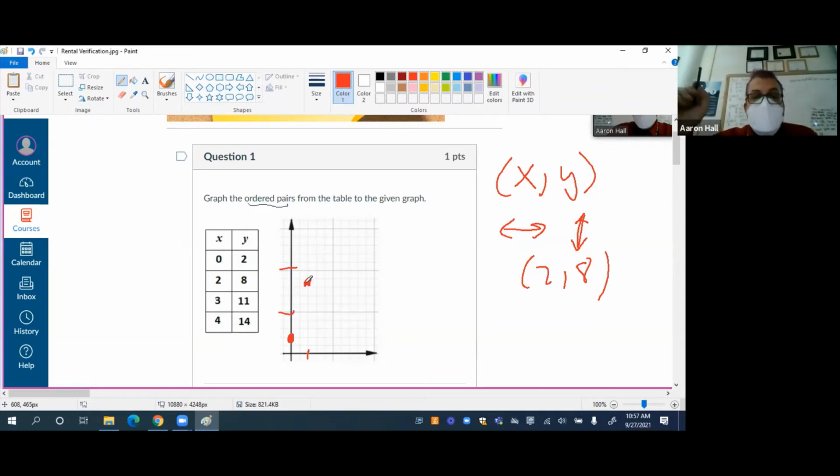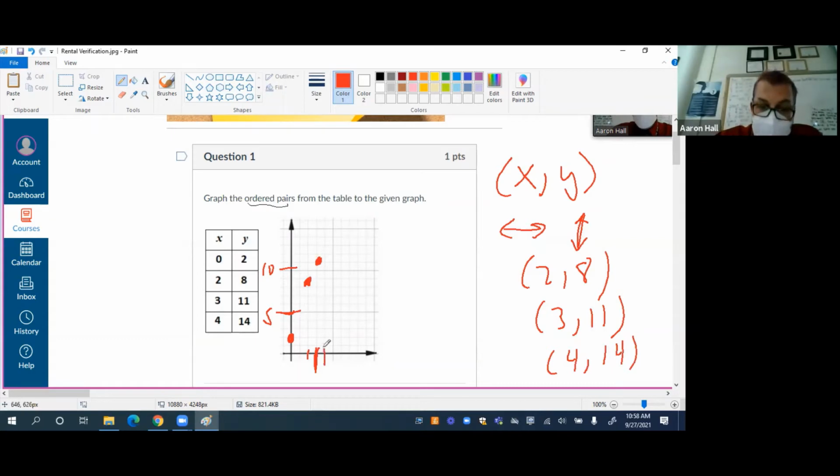The next one says 3, 11. So 3 is my left-right. I'm going to go 3 over to here, and then 11 spaces up. Here's 5, here's 10. So one more would be 11 right here. And the next one is 4, 14. 4 is my left-right, so I'm going to go over 4 to right here. And then here's my 5, and I have 10 and 15. Well, 14 is one less than 15, so that would be this point right here.